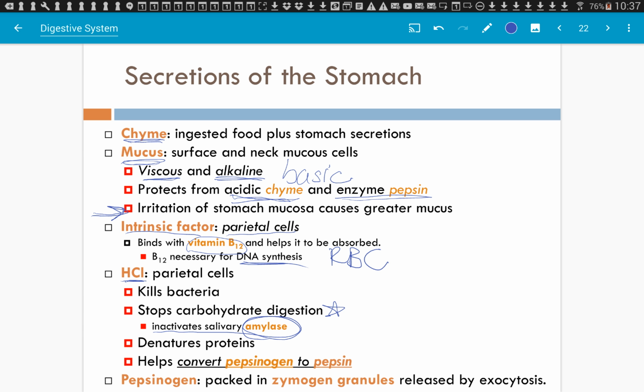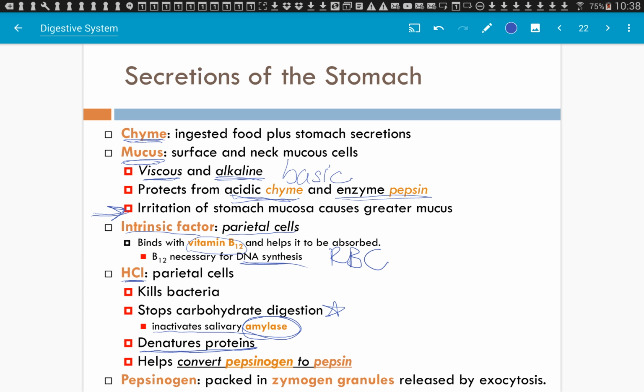It denatures proteins. Do you guys remember what denature means? It breaks it down, so it's unfolding the proteins, and then it breaks it down eventually into individual, what are the building blocks of protein? Amino acids. Yeah, so eventually breaking it down to individual amino acids that your body needs to build proteins.